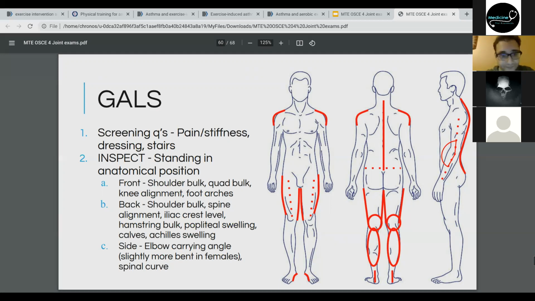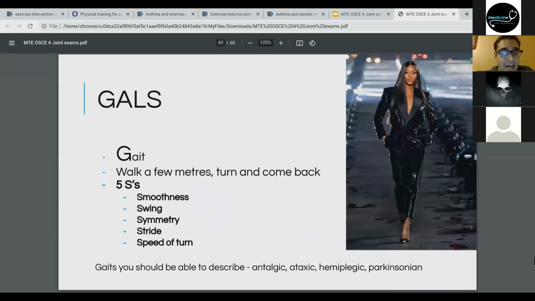Okay. Gait. As we've said over and over again, you are looking at the 5 S's of gait: smoothness, swing, symmetry, stride, and speed of turn. Once again, the gaits you should be able to describe are antalgic, ataxic, hemiplegic, and Parkinsonian.